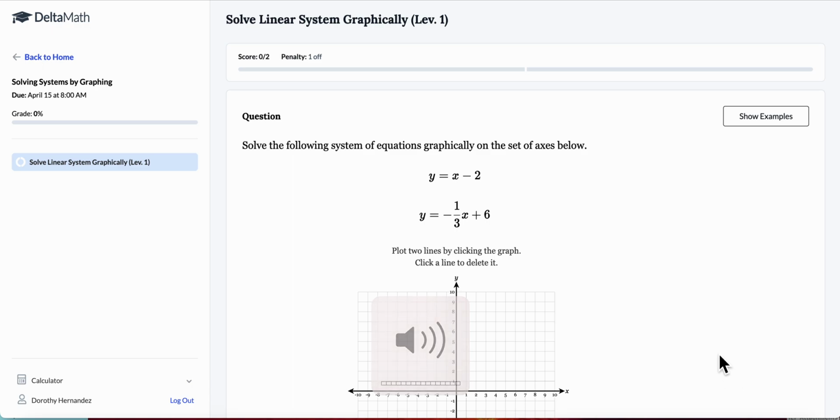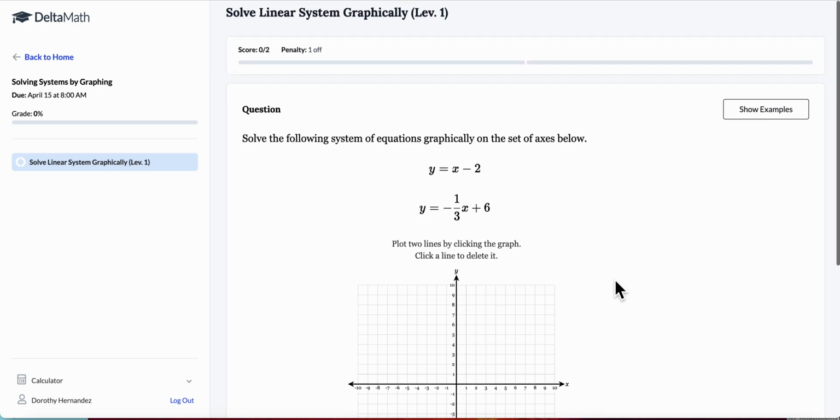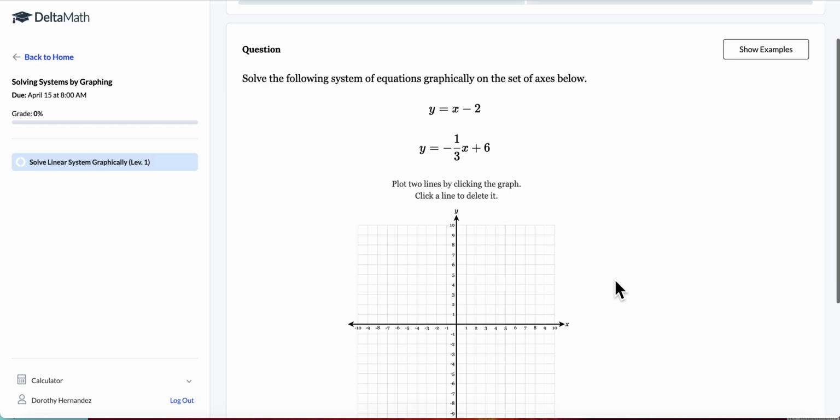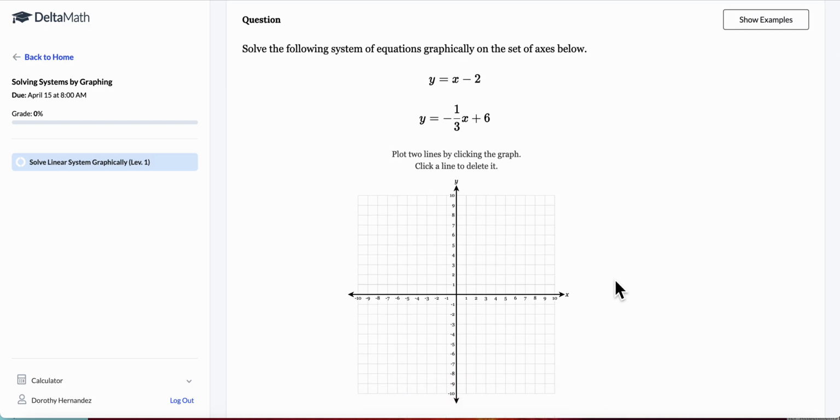There we go. Okay, so hey everybody, I'm here to help you with solving linear systems. We only had 2 problems today. I know a lot of people have finished, but I also know that a lot of us were really struggling with this. So I want to make sure that I have a video kind of walking through the process.